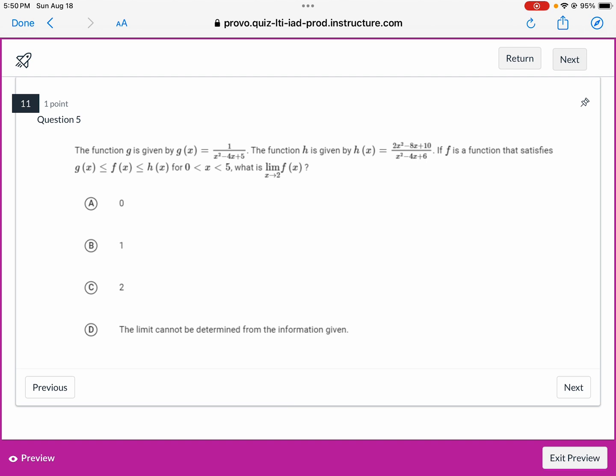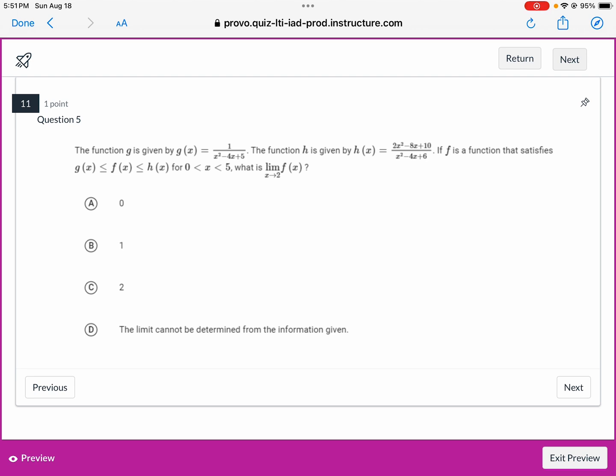Question 5. The function g is given by g of x equals 1 over x squared minus 4x plus 5. The function h is given there. If f is a function that satisfies, okay, so we're looking at the squeeze theorem. What is the limit as x approaches 2 of f of x? So follow the squeeze theorem, apply the limit as x approaches 2 of g of x and of h of x, and see if you can get the same value. You might have to do some algebraic manipulation and go from there, but it really shouldn't be too bad.